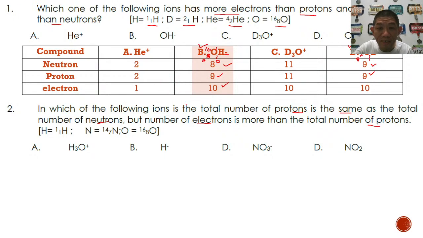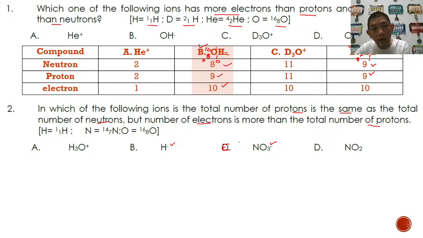As we mentioned just now, when you want to have more electrons than protons, it must be a negatively charged ion. So the answer is automatically B or C in here. Okay, B or C. So you have to check how many protons, neutrons, and electrons there are for the hydride ion, H negative, and the nitrate ion.